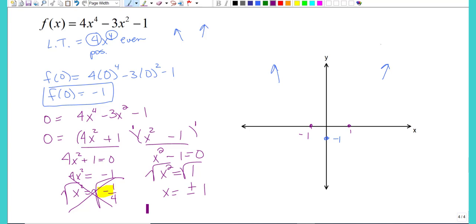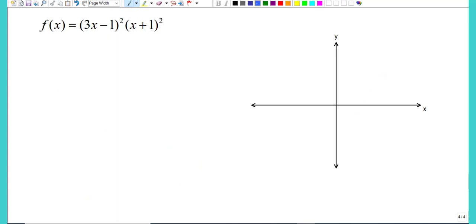Okay, so we start up here. We got to come down through 1. We got to get to negative 1 there. We got to come back up. So almost looks like a parabola. In fact, most graphs that are x to the fourth usually do look like a parabola slightly. And again, that's all we need to do.